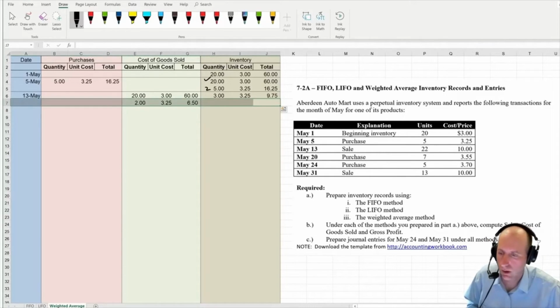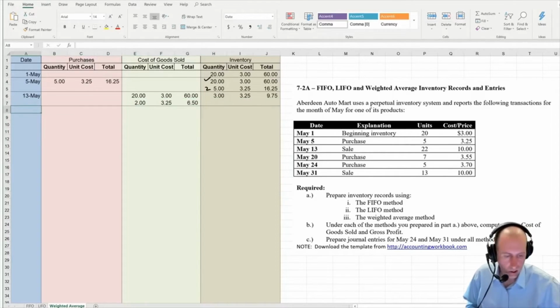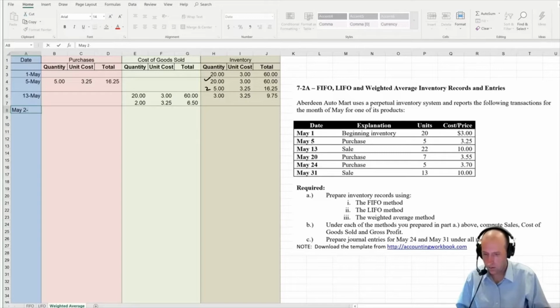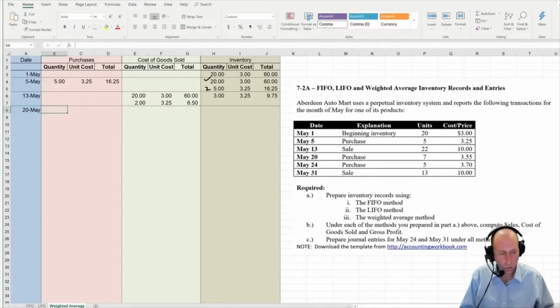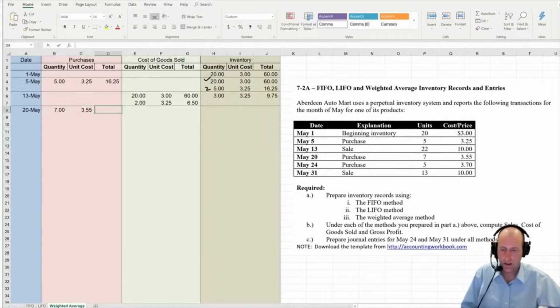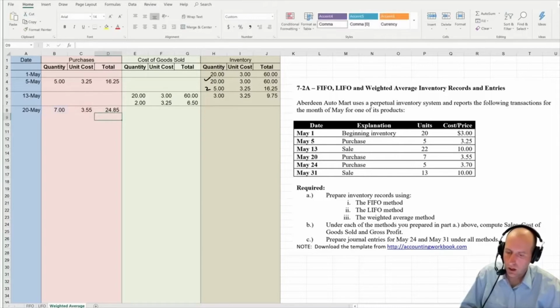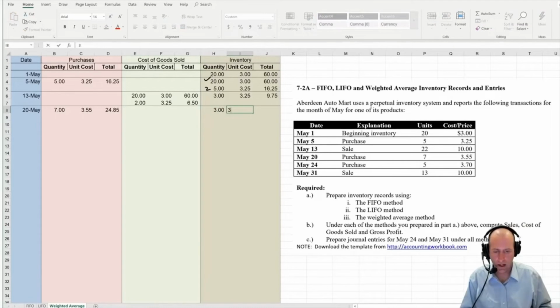Next. May the 20th, we make a purchase. We purchased 7 units for $3.55. Price keeps rising here. 7 times $3.55 is $24.85. I didn't make any sale on this day, so I had 3 at $3.25 for $9.75. Now I'm adding to it 7 at $3.55 for $24.85.